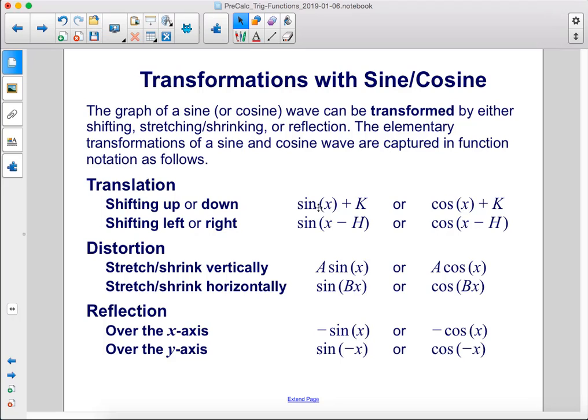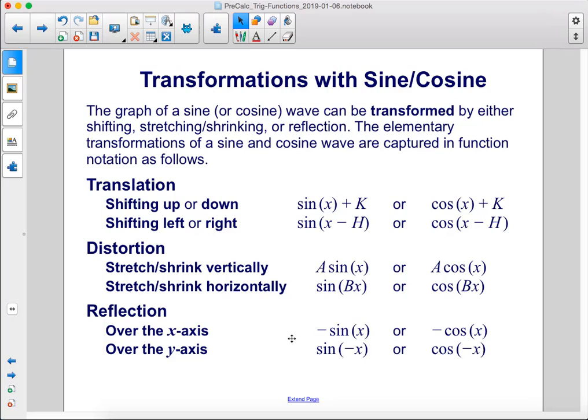Shifting up or down would be sine of x plus k or cosine x plus k. Shifting left or right is sine of x minus h or cosine of x minus h. Distortion, so stretching or shrinking vertically, is a times sine x or a times cosine x. Stretching or shrinking horizontally is sine of bx or cosine of bx.